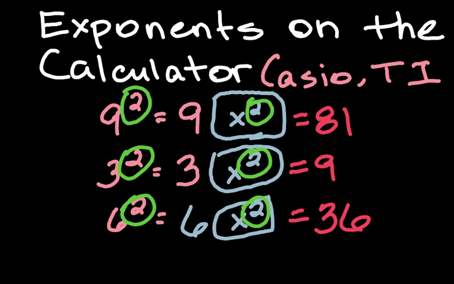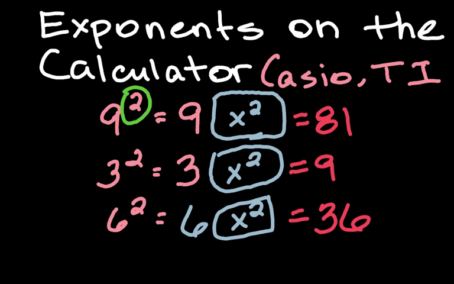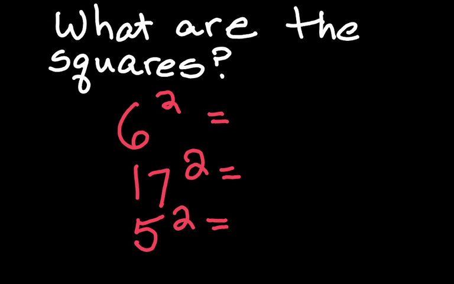We have another way of doing the other ones. So you might want to write down 1. Let me take the circles off. Again, the Casio and Texas Instruments are both the same key, which is this x squared on the button. This should be really fast. What you're trying to figure out is what are the squares for each number. So what is 6 squared, 17 squared, and 5 squared?